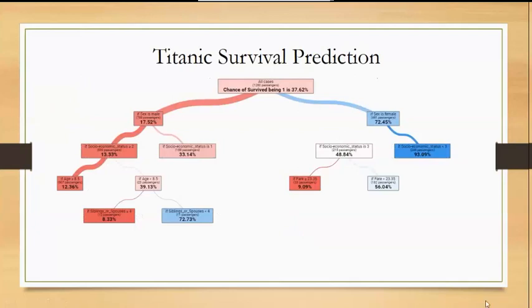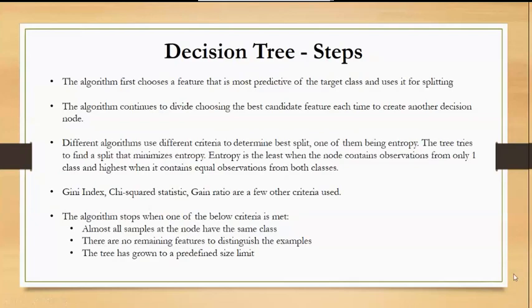The next one, there are no remaining features to distinguish the examples. All independent variables have been used to build the tree. Please note, the tree could stop when it has done a good classification, even without using all the variables. Some variables are not really necessary for doing the prediction. Another case is when the tree has grown to a predefined size limit. So we can set a limit on the number of nodes before we start to build the model.